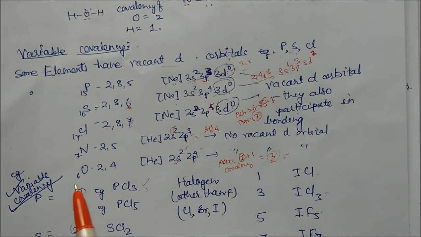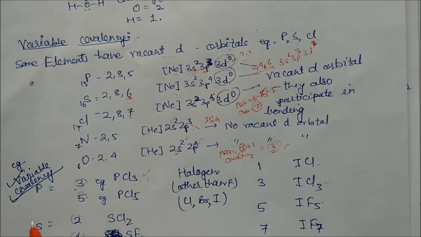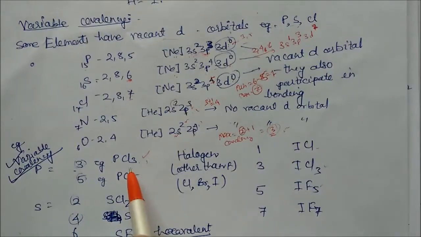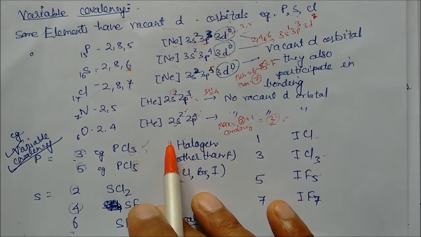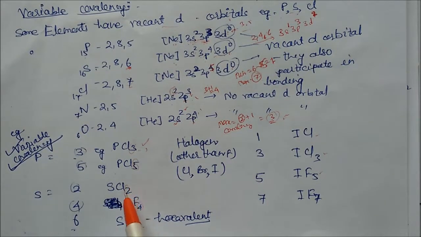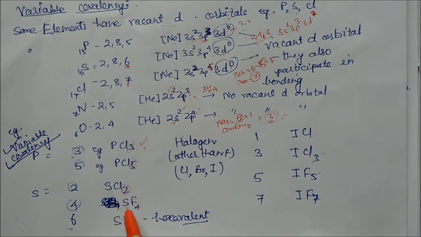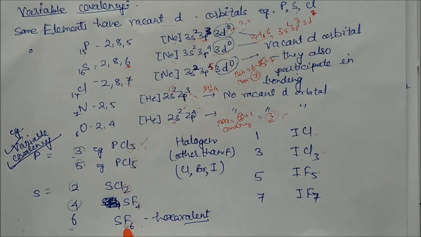Let us take some more examples for this one, phosphorus and sulfur. So in phosphorus we have the compound PCl3, 3 means covalency of 3, PCl5 covalency of phosphorus is 5. For sulfur you can see here SCl2 covalency for sulfur is 2, so here it is 4, then covalency 4, SF6 here 6, then it is 6, it's called hexavalent.